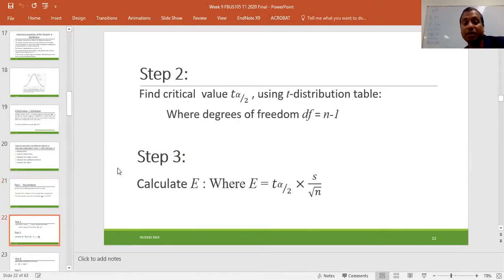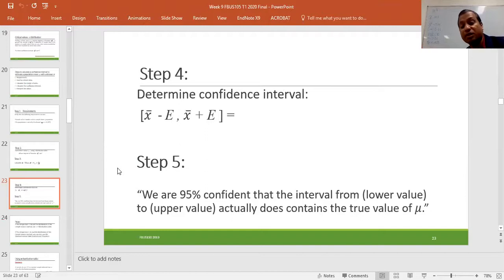Step second is get the critical value, just like the previous one. Step number 3 is calculate the margin of error, capital E. So instead of P hat as in the previous one, we have T alpha by 2 multiplied by capital S, the standard deviation, divided by square root of n. Keep that in mind. Step 4 is the same, instead of P hat, we have X bar now, the sample mean. So X bar minus E to X bar plus E.